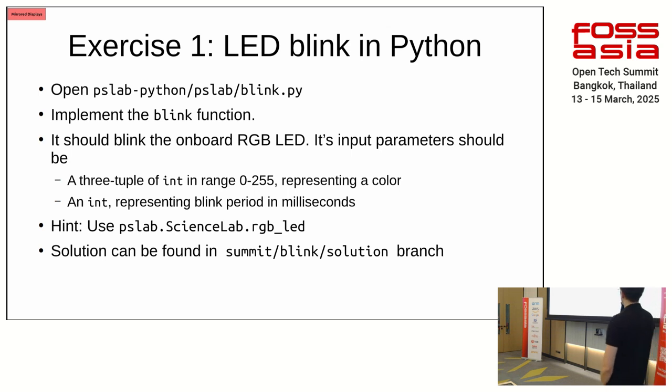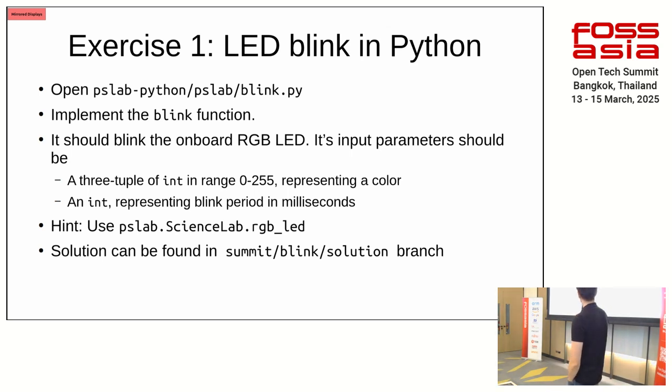Anyway, then there is a function already in the PSLab and in the Science Lab class, which is the RGB LED. Read the doc string for that function and use it to make the board blink. There is a solution for this, which can be found in another branch. It's the solution branch, summit/blink/solution. If you get stuck, you can take a look at that. But this one shouldn't be any real trouble. I don't expect this to be very difficult if you are familiar with Python.